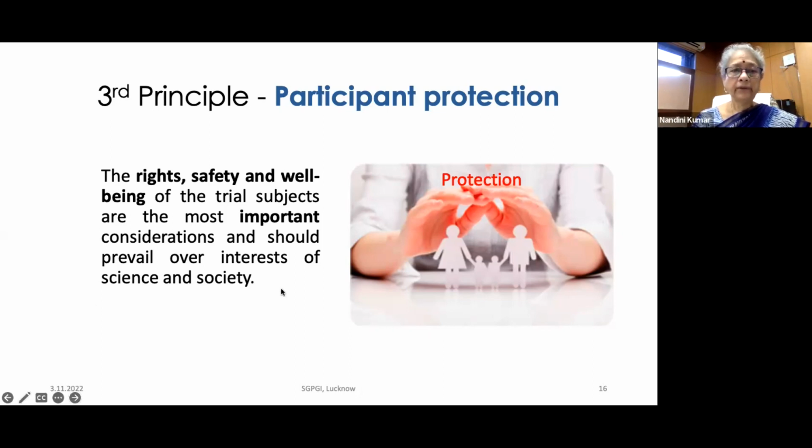But we all know that in phase one, there is actually more risk for the participants. But when you talk about phase one, can you do away with that? No, you can't proceed to phase two without doing phase one.